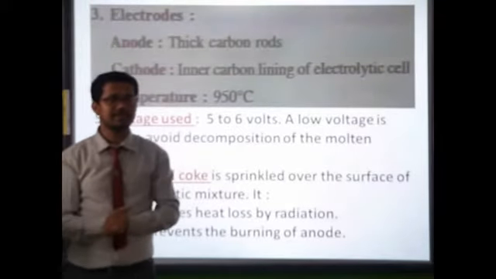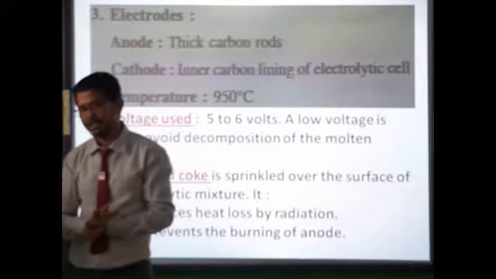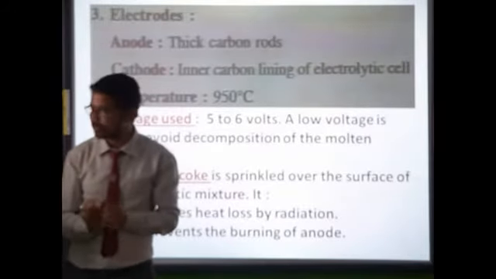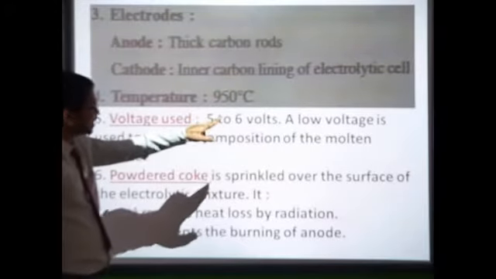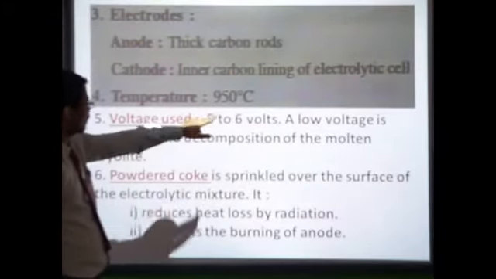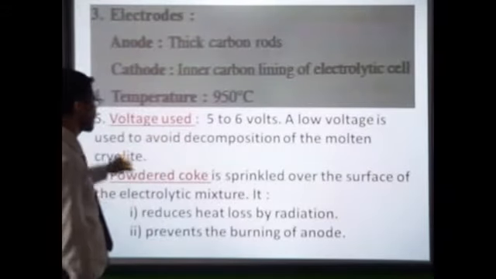And what is the temperature maintained? Temperature maintained is 950 degrees Celsius. Then what is the voltage used? Voltage used is 5 to 6 volts. Why is low voltage used? Low voltage is used to avoid decomposition of the molten cryolite.